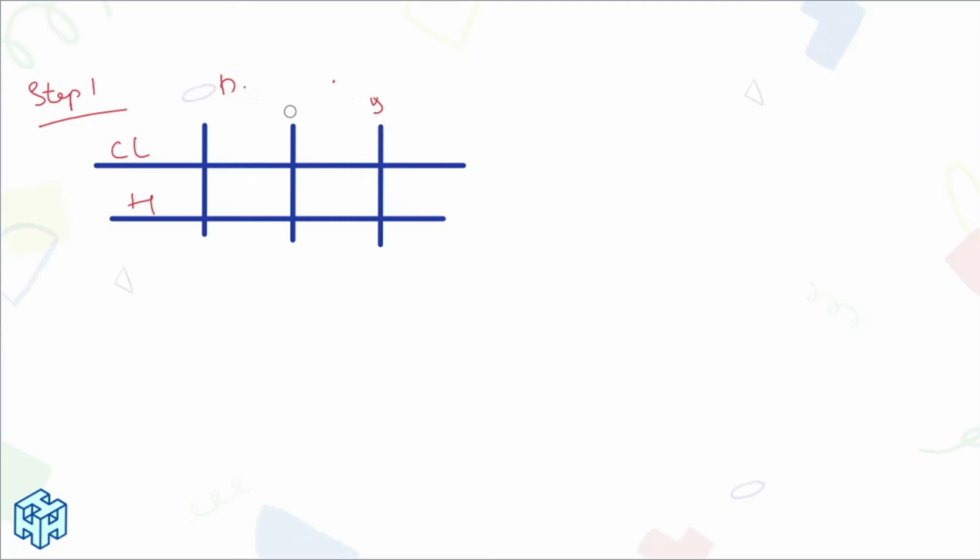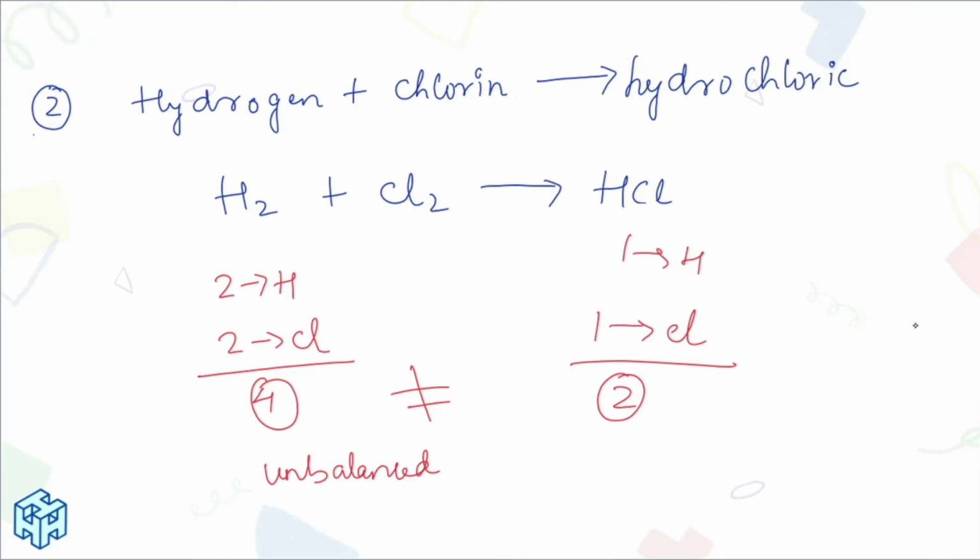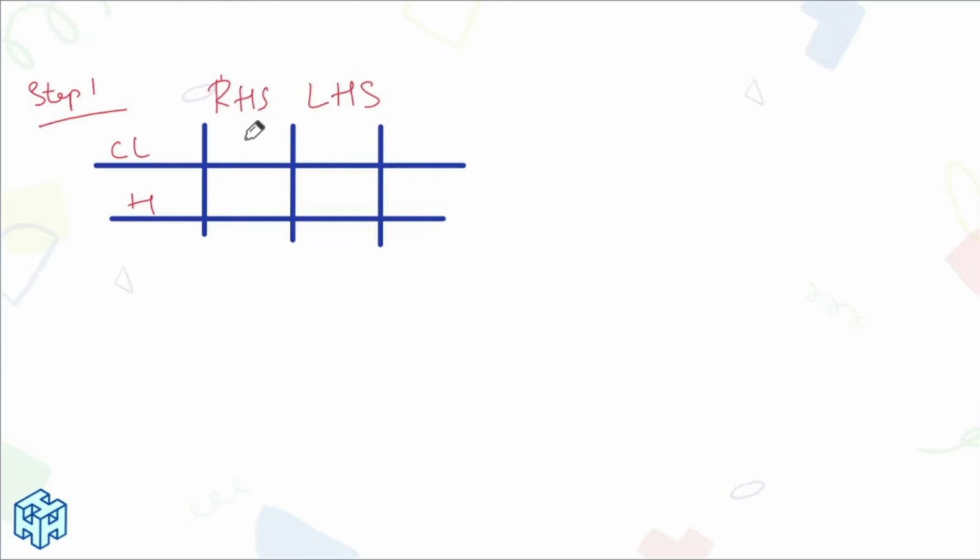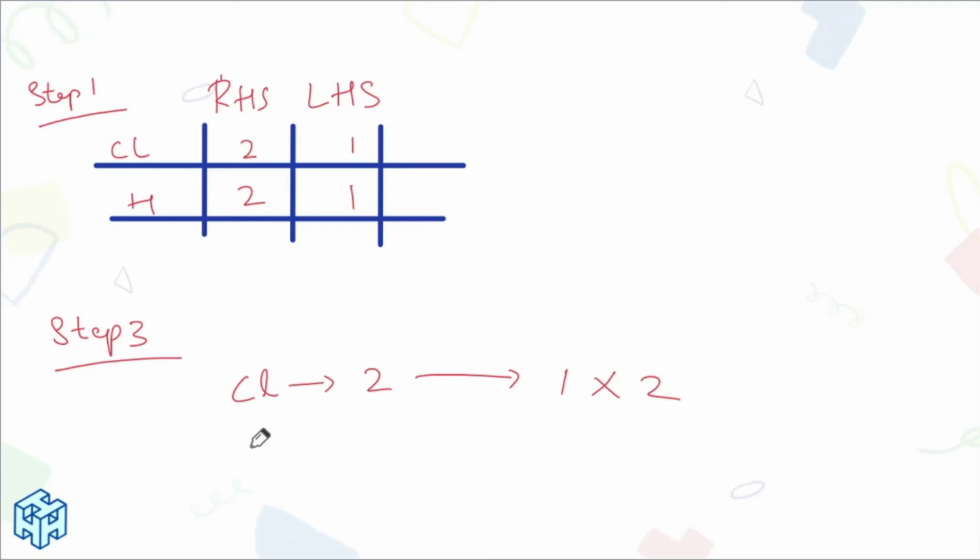Let me write it clearly. RHS and LHS. Now how many chlorines we have? Let us observe it. 2 chlorines, 2 hydrogen, 2, 2. But here we have 1, 1. This is step 1 and step 2. What is step 3? What do we do? Step 3, we just multiply. We have to make this Cl 2, and we have got here 1. We have to make it 2. Just multiply by 2.